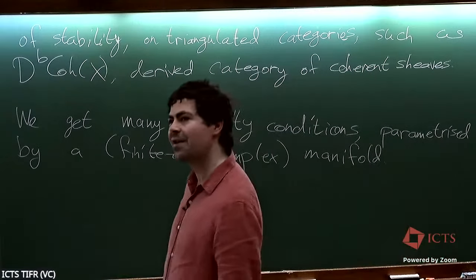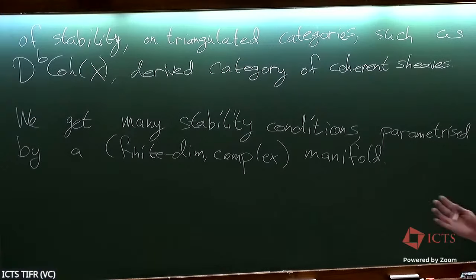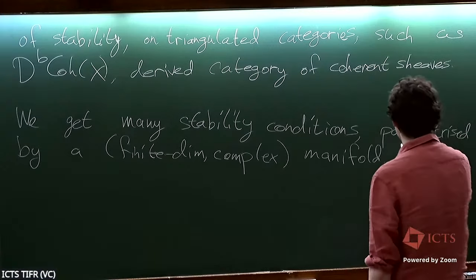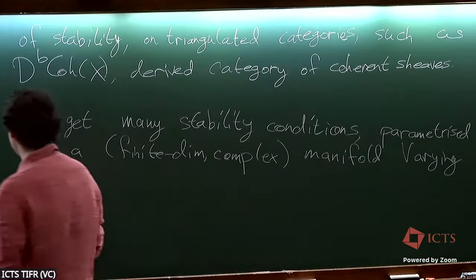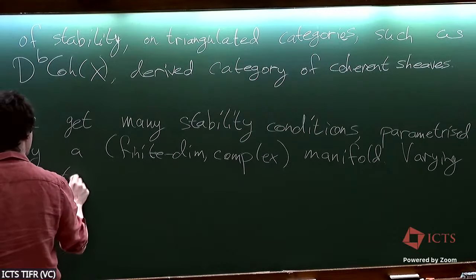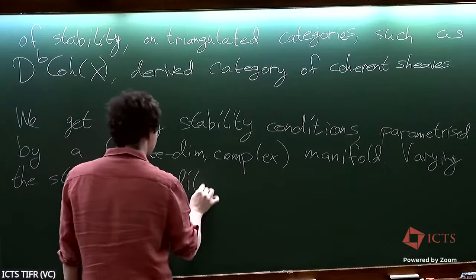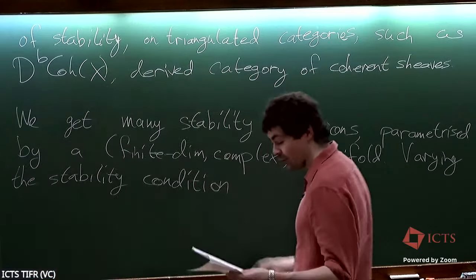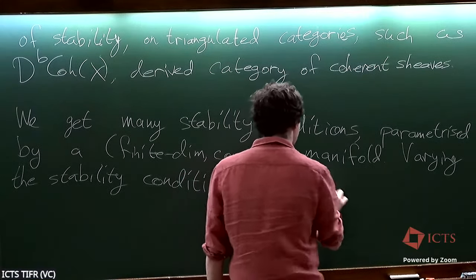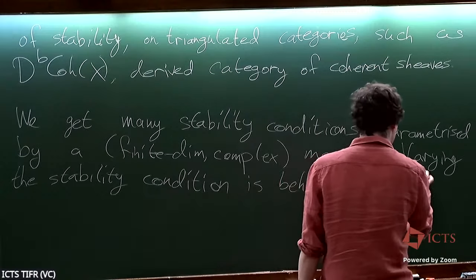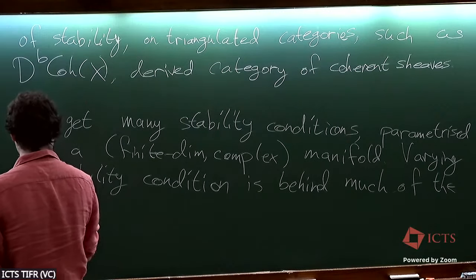So in the theory of slope stability, there was a natural choice. Here we get many choices, but one of the benefits then is that we can vary the stability condition. So varying the stability condition is really what led to many of the applications. So the stability condition is really behind many of the applications of this whole story. So it's behind really much of the interest, and especially of the applications.